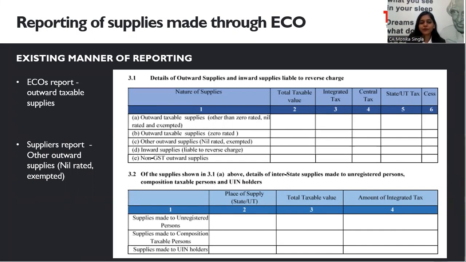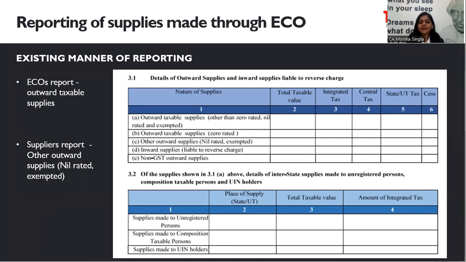This contains the following columns: outward taxable supplies which are other than zero rated, nil rated and exempted; outward taxable supplies that are zero rated; other outward supplies that are nil rated or exempted; inward supplies that are liable to reverse charge; and non-GST outward supplies. So we can see that there is no separate reporting requirement for the tax that is to be paid under section 9(5).